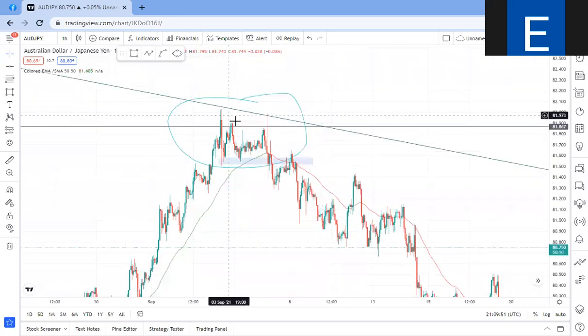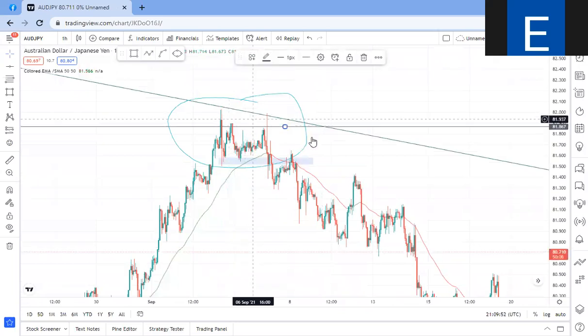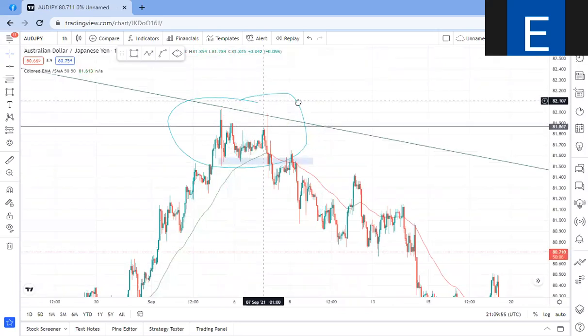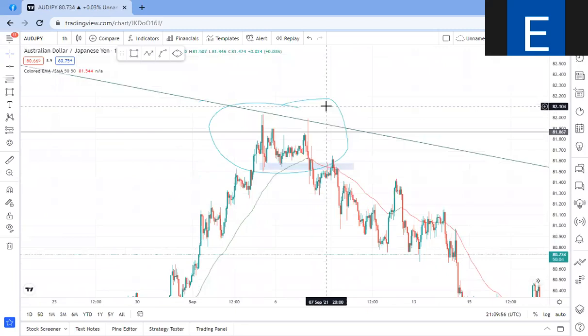So you can see here, this was also a horizontal level. I had a lot of confluences on this trade. That was why I had confidence, because I risked more than 1% on this market. I took a lot of risk on this market because I was confident because of the confluences that I had.